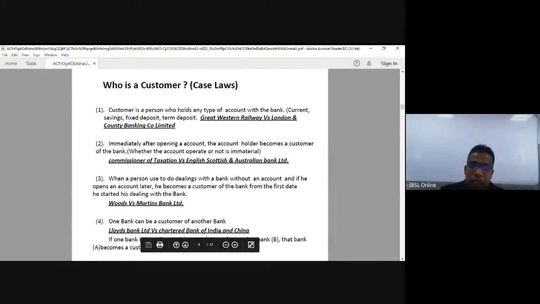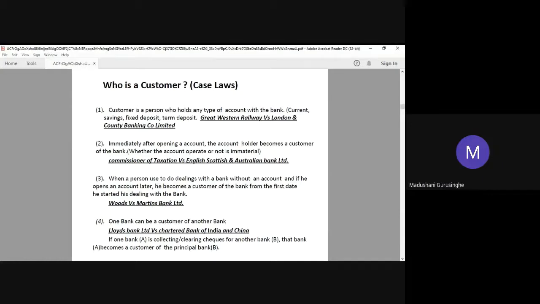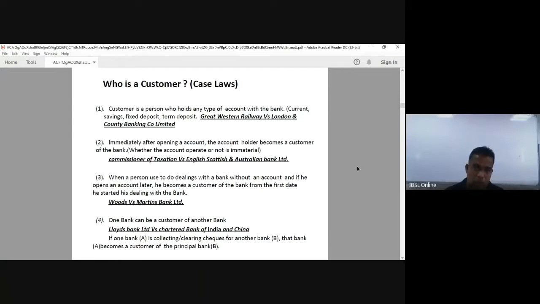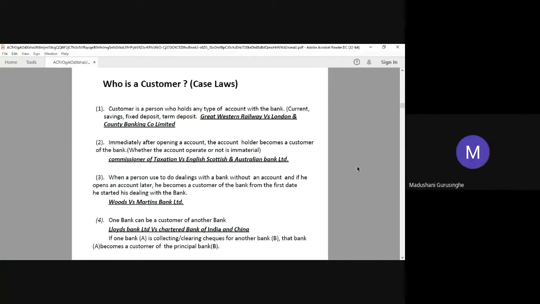Can someone please answer? It depends on who the third party is, sir. The third party may be a law or a regulatory authority like the central bank. The bank manager has the right to disclose information on the customer. Right. Therefore, it depends on who the third party is.